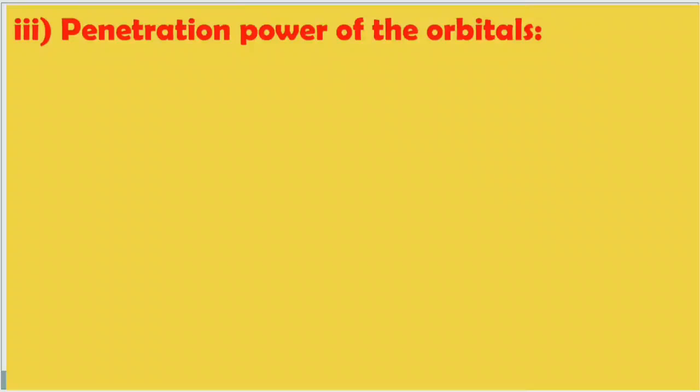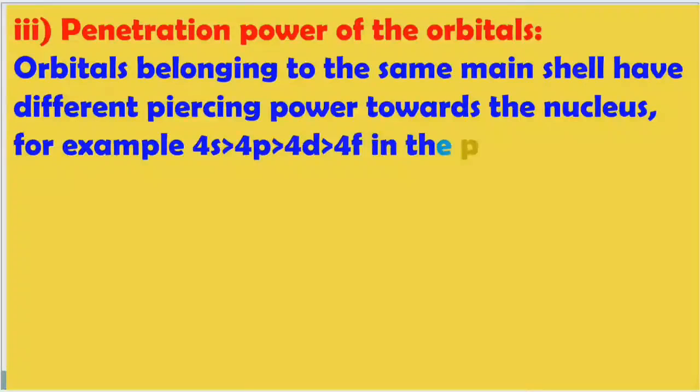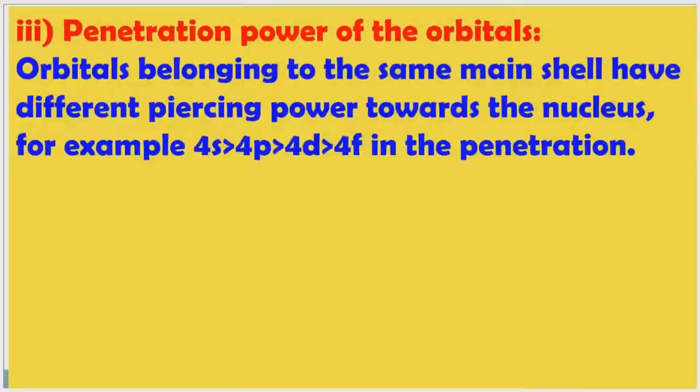The third one is penetration power of the orbital. Orbitals belonging to the same main shell have different piercing power or penetration power toward the nucleus. For example, if we observe the 4th cell, that is the N cell, it contains 4s, 4p, 4d and 4f orbitals.